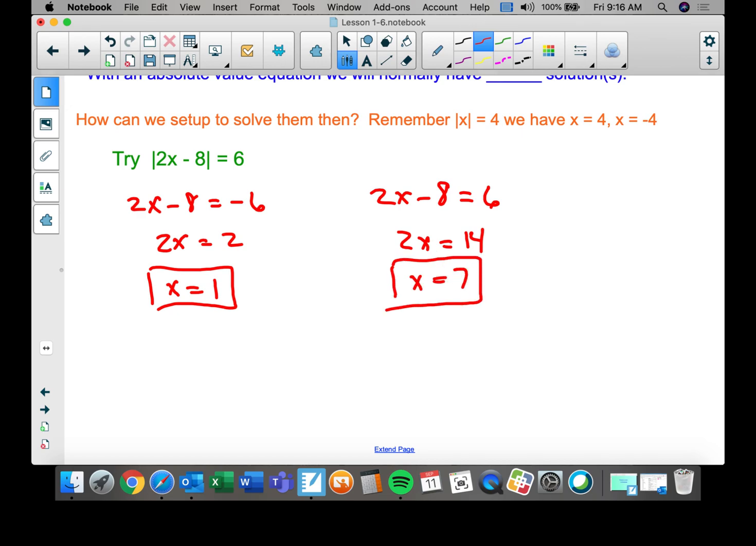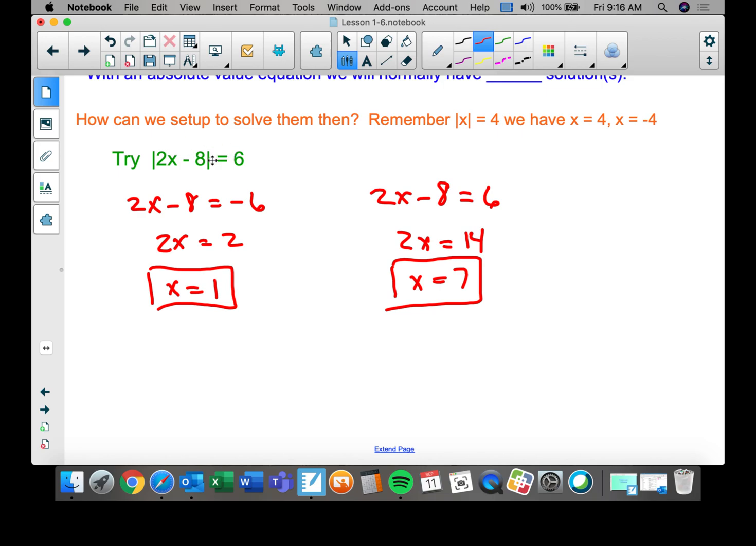Okay? And therefore, if we take a look at these answers, if I take x equals 1 and plug it back in, 2 times 1 is 2. Minus 8 gives me negative 6. The absolute value of negative 6 is 6. It does make sense, okay?